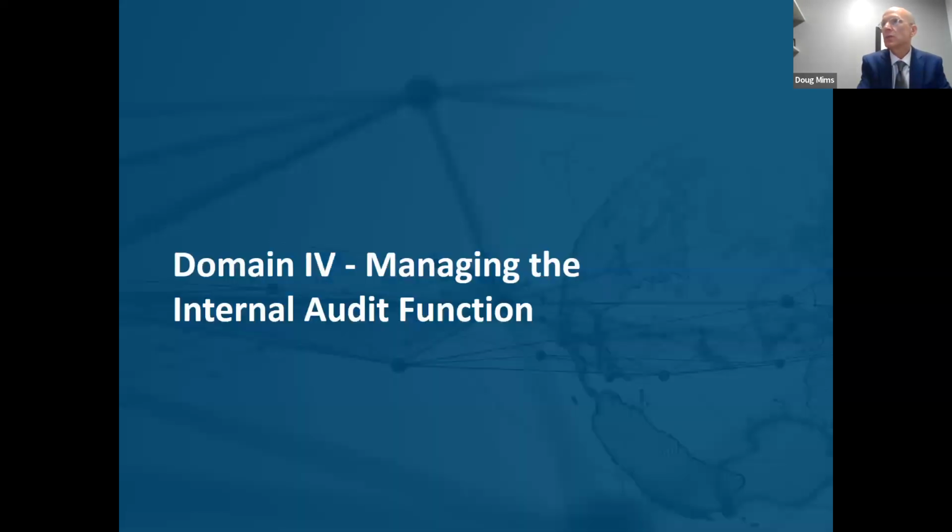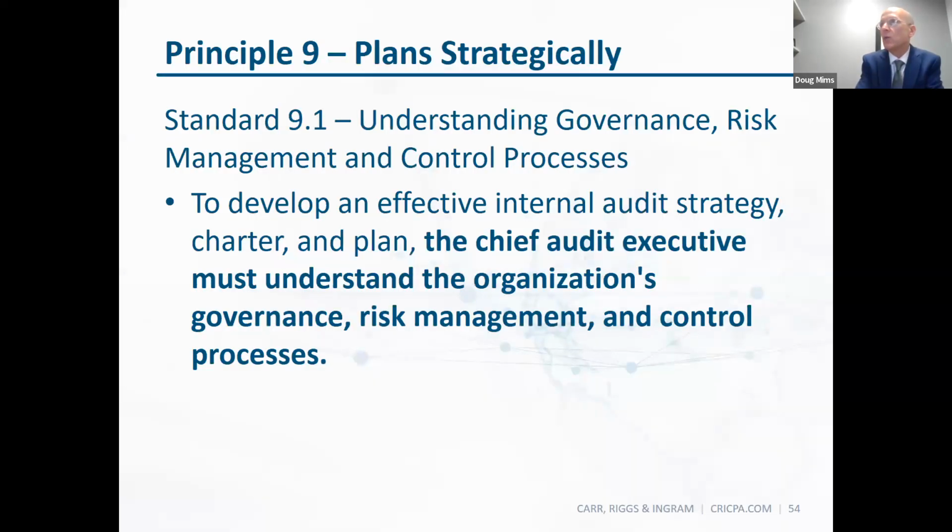Okay, so we'll press on. Domain 4, managing the internal audit function. Standard 9.1, understanding governance, risk management, and control processes. Basically this says that the CAE must understand governance, risk management, and control processes. Again, a lot of these things are intuitive, but that's a must and appropriate, I would think.